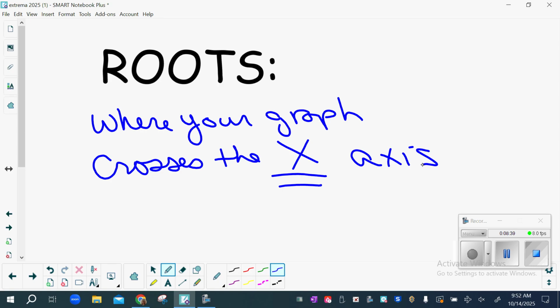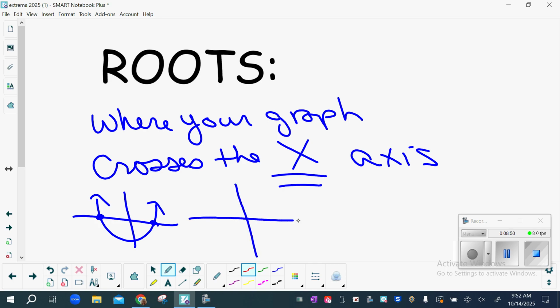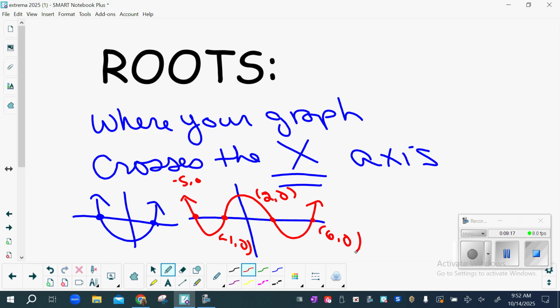So if we have a graph, it used to be when we had U graphs, we get 2 answers, right? One right here, one right here. But we're going to be doing fancy graphs, and we're going to have something that looks like this, and maybe have more roots. The roots are right here. That's a root, that's a root, that's a root, that's a root. And how we would write that is (-5, 0), (-1, 0), (2, 0), and let's make that (6, 0). Those are the roots.